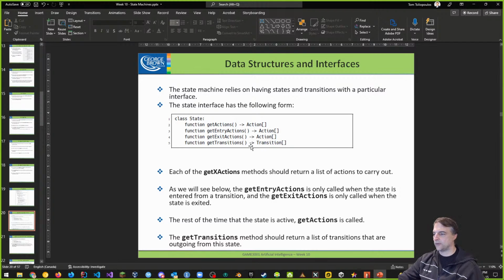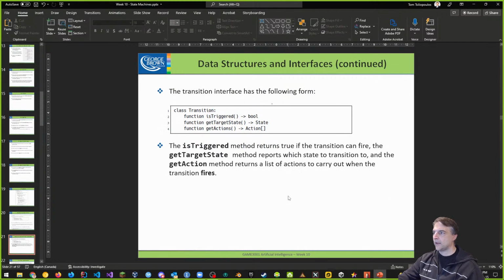All right, that's very interesting. And then if we look at the transition class, it's going to have several different functions as well. An is triggered function, which returns a Boolean. Usually the is triggered function is going to use some kind of condition or test a condition to make sure that it's triggered or not, okay?